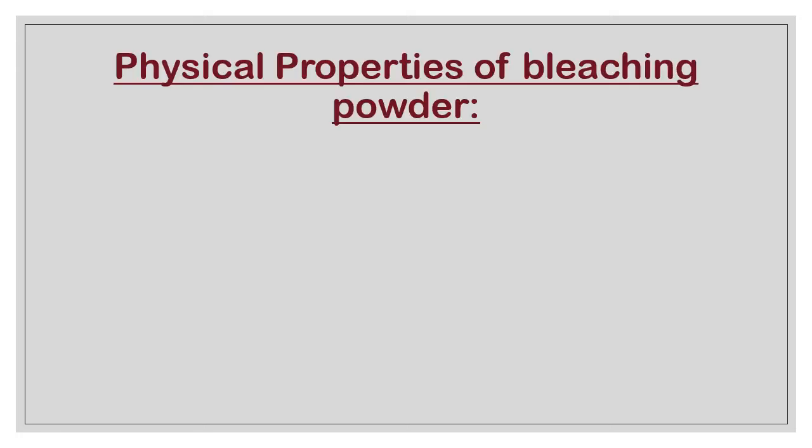Now some properties of bleaching powder. Bleaching powder is a yellowish white solid. Actually, if we take pure bleaching powder, it is white. But the bleaching powder we use in everyday life is not pure. It is commercial bleaching powder. Commercial bleaching powder contains some impurities, and those impurities will give some color.